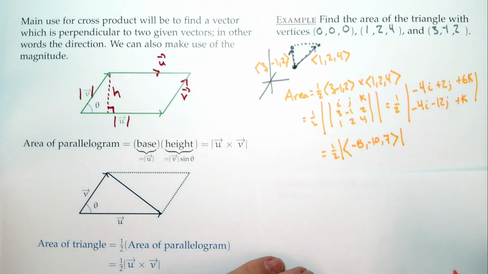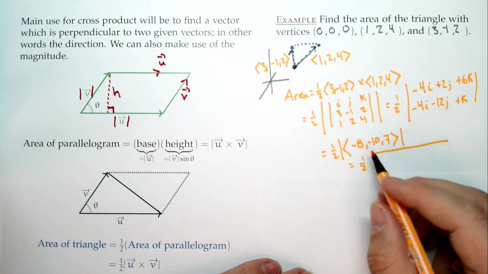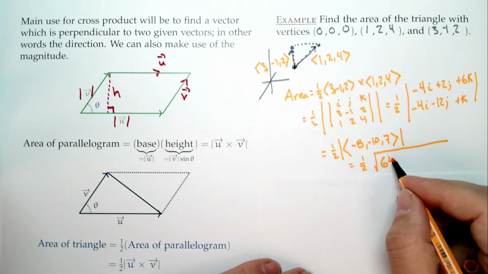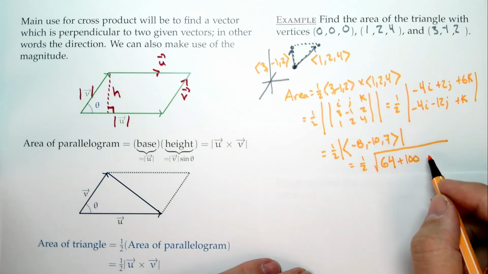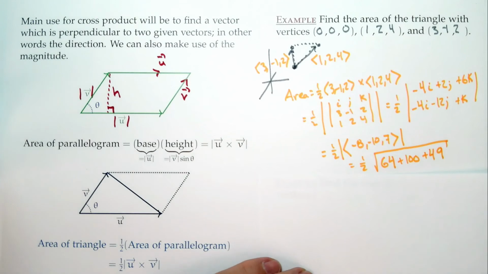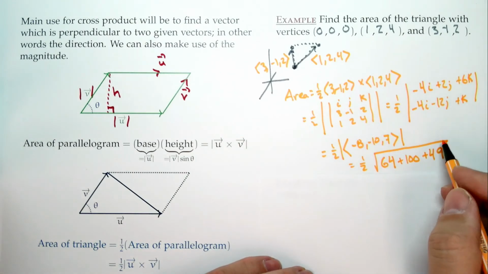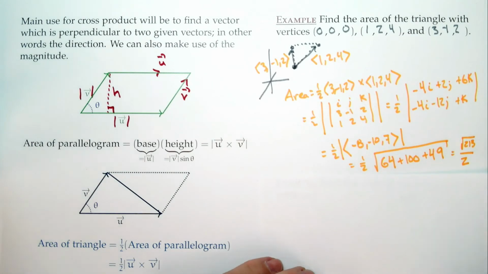All right, so we're almost there. How do we finish up? Well, that's 1/2 square root of negative 8 squared, 64, negative 10 squared, 100, and 7 squared, that's 49. And if we wanted to, 64 plus 100 plus 49 is 213. So we could say square root of 213 over 2. Nice final answer.